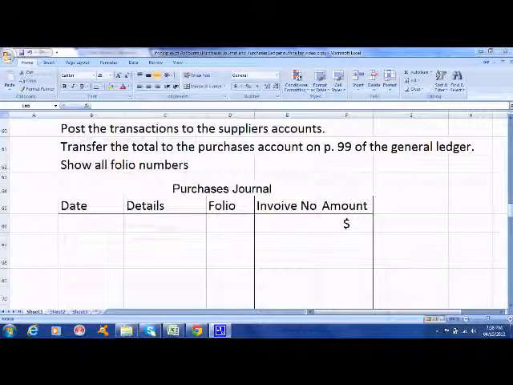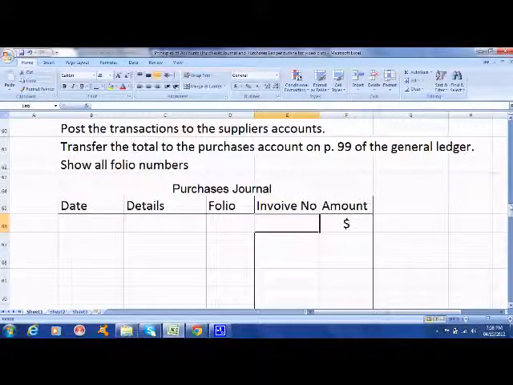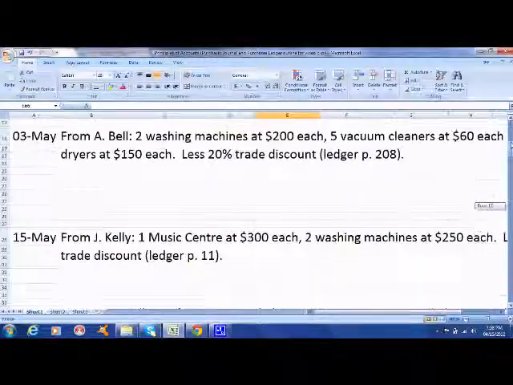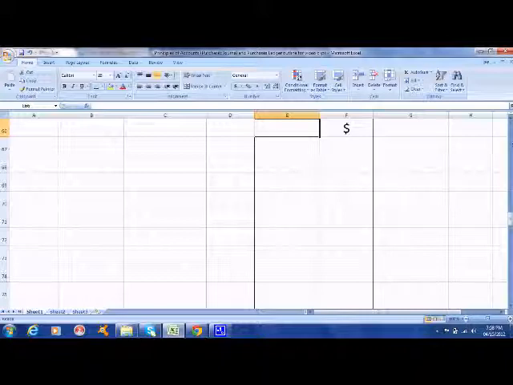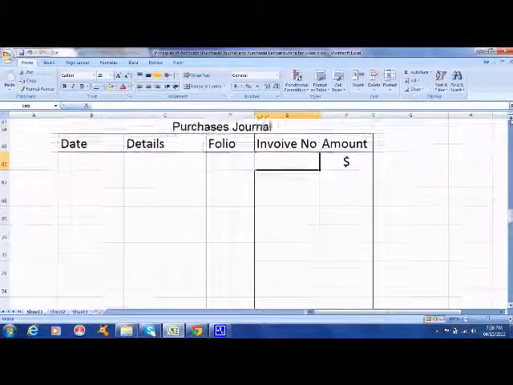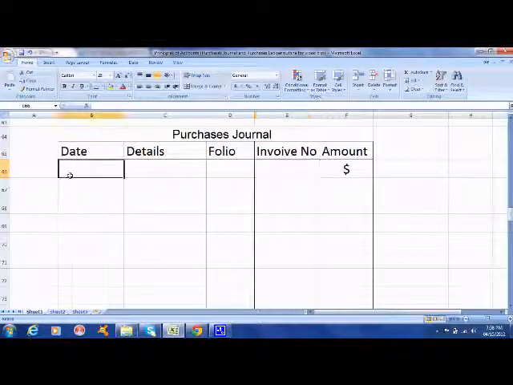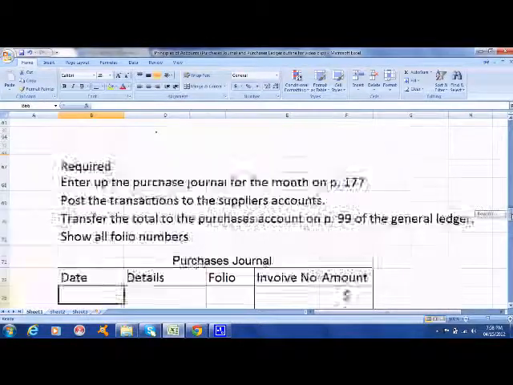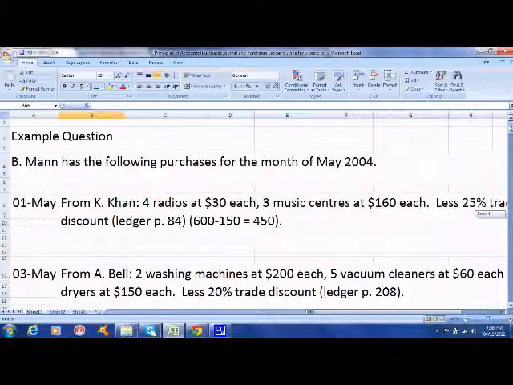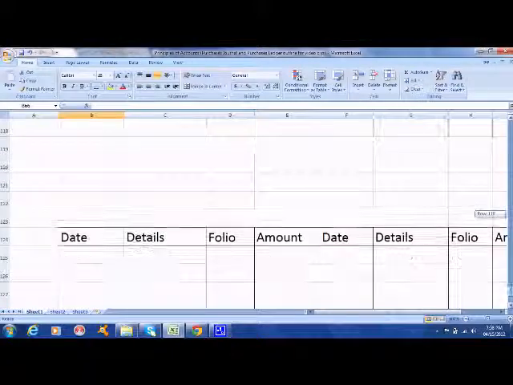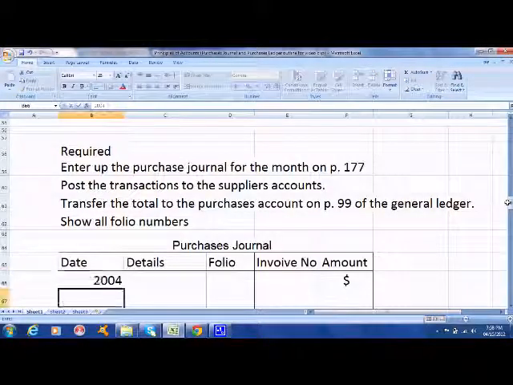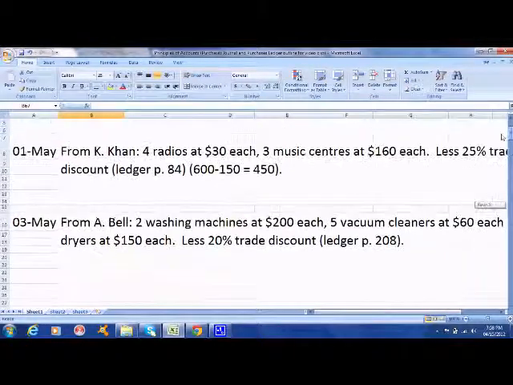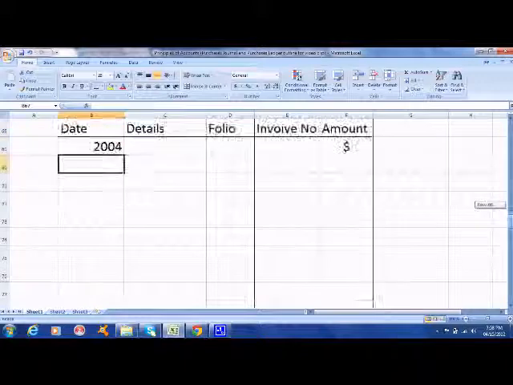Yes, remember we said that you're going to place the 450 in your purchases journal. So what do you do now? Firstly, you write your date. We are dealing with what year? 2004. So you're going to write 2004 right there. Then afterwards you write May 1.